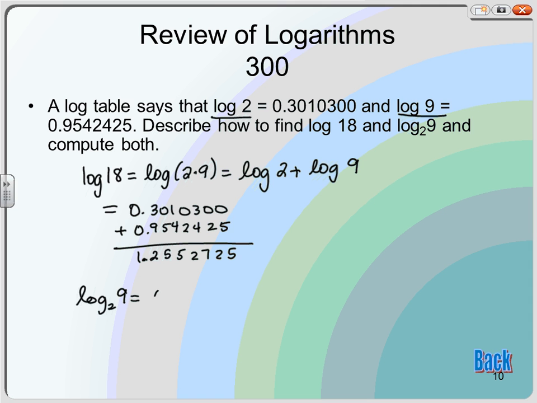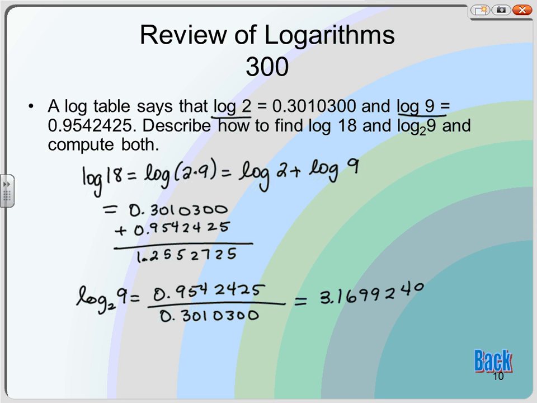All right, for log base 2 of 9, that one's a little bit harder. Log of 9 is 0.9542425. I'm dividing by log of 2, so 0.3010300. And I won't make you do that, but back in the day they had to. So 0.9542425 divided by 0.3010300. So I get 3.169924.